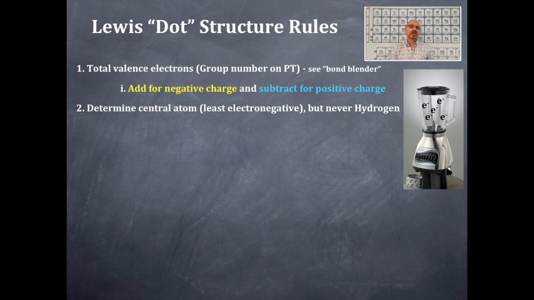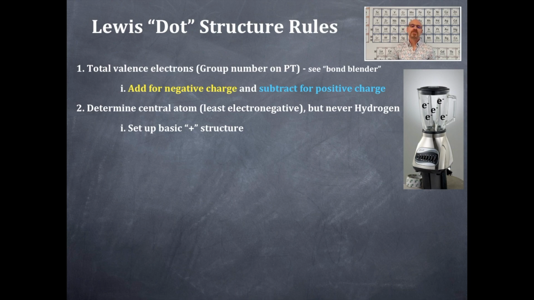The central atom or the central element is always the least electronegative element. That's why we went over the electronegativity values first. Fluorine is the most electronegative, so we're looking for the element that is furthest from fluorine. However, hydrogen can never be the central element. The reason for that is that hydrogen cannot branch off to other elements. So it's the least electronegative, but never hydrogen.